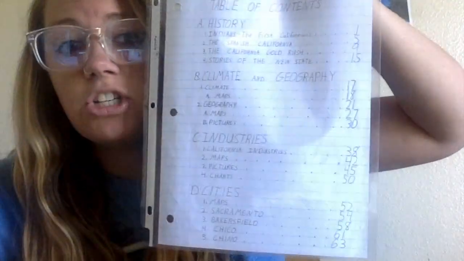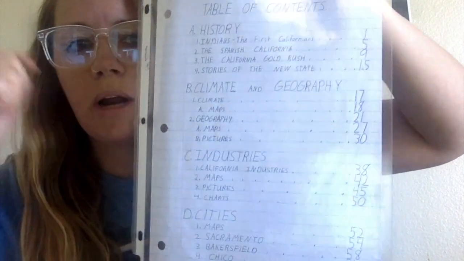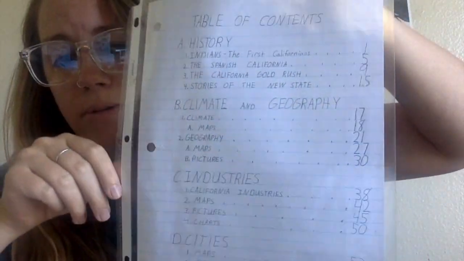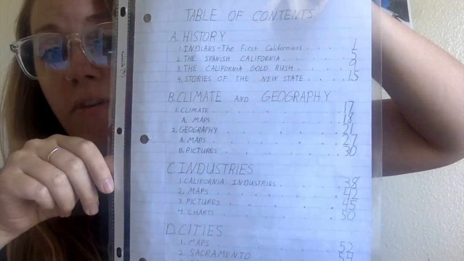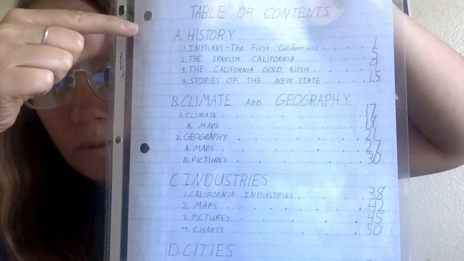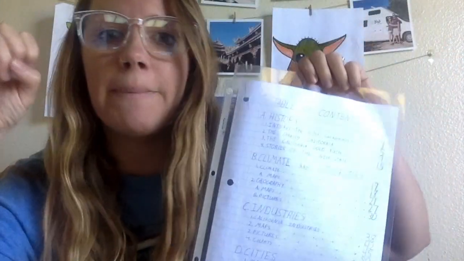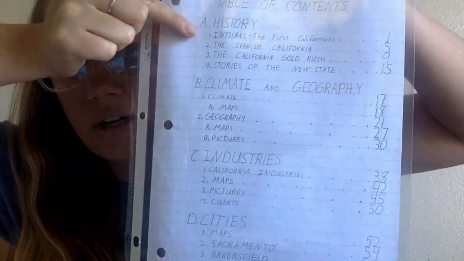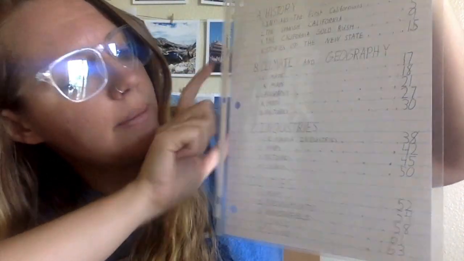This one, you'll see it's a little bit fancy with the page numbers, which you do not have to do, but I wrote the table of contents on the top so my readers know that this is where they can find information. And then these are the pages that you'll find those things. So, my big topics or my chapters are these ones in all caps. I have a section on history, climate and geography, industries, and cities.